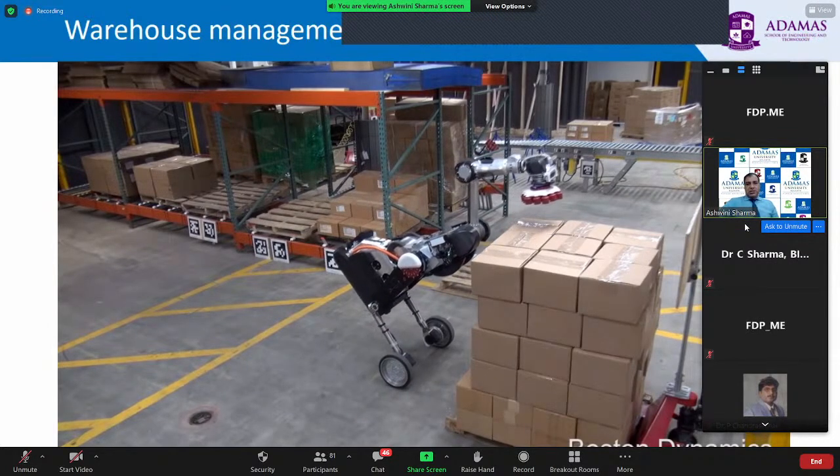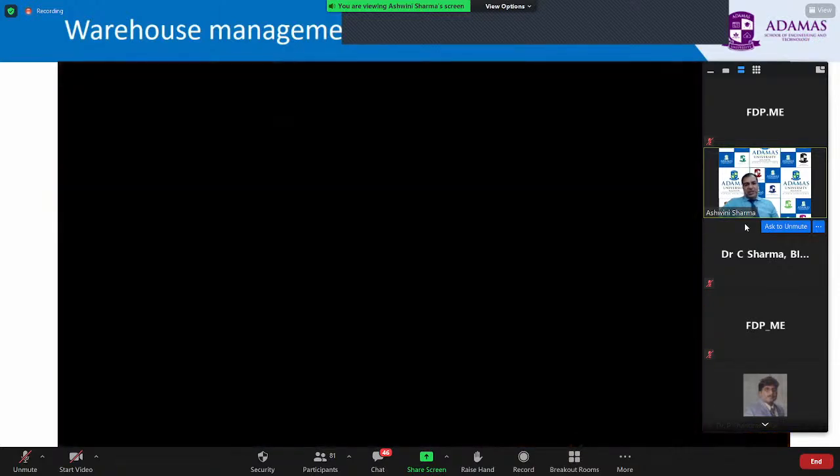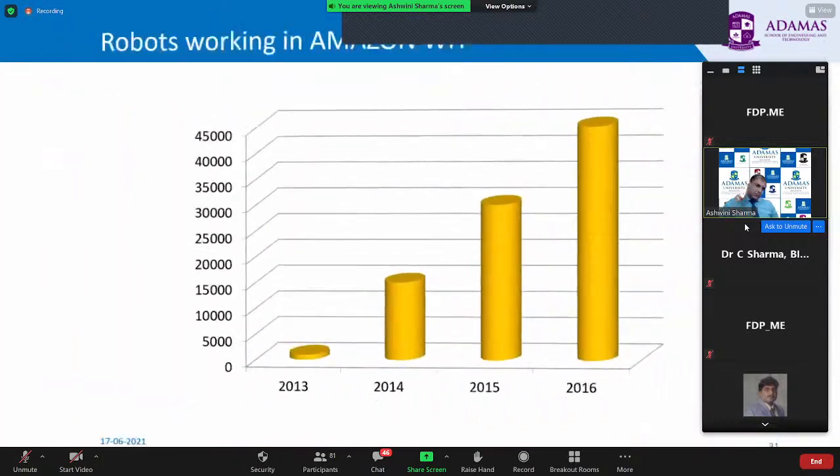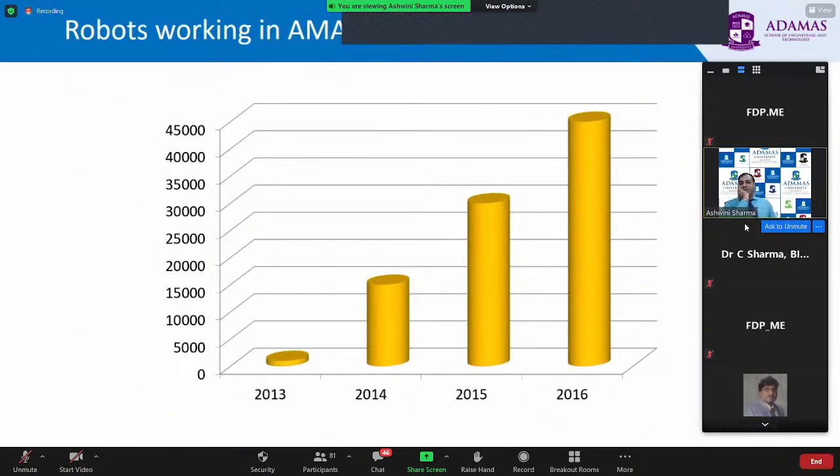Okay, so this is a heavy-duty robot by Boston Dynamics for warehouse management. Again, pick and place operation. See the statistics. Only with Amazon, in 2016, I'm talking about 45,000 robots were working in one way or other, small and big, to manage the warehouses all across the world. So that's how you can imagine what kind of market these robots are having.